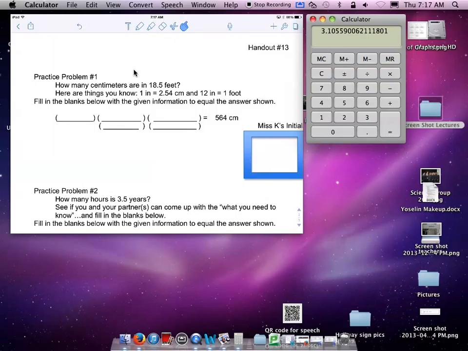So remember, the steps are, where am I starting? What units am I trying to get to? What conversions do I need to use? And then solve. So in all of these examples, I gave you the answer. We just got to see if we get something that makes sense.